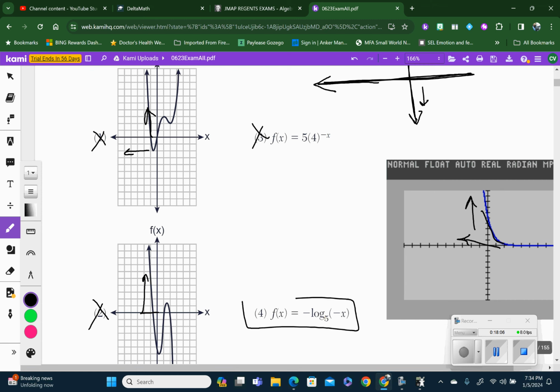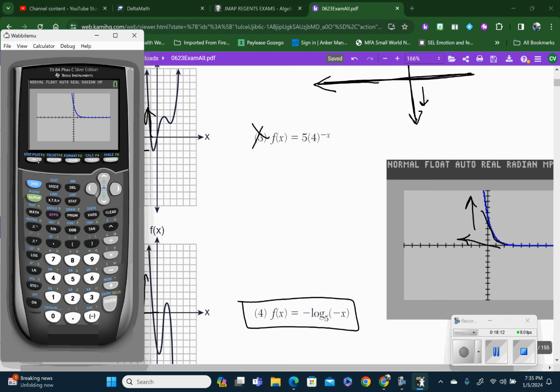So by default, this has to be it. And when you plug it in, you will see. I should just do this. I should stop being lazy. So this one, let me clear this. So I have a negative sign. I'm going to do log base 5. So I have to hit math, go down to the bottom to log base, put the 5 there, go inside the parentheses and put negative x. And then I'm going to graph it.